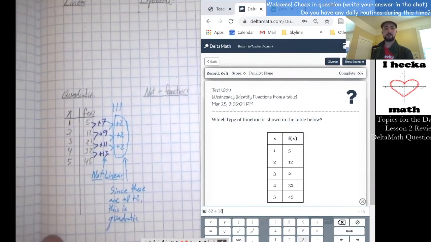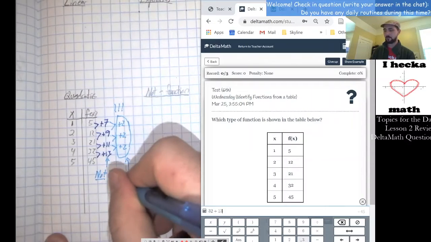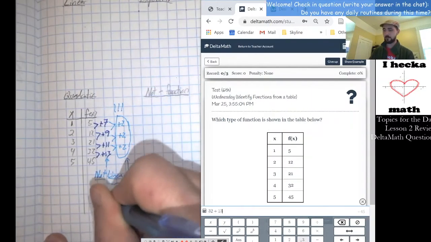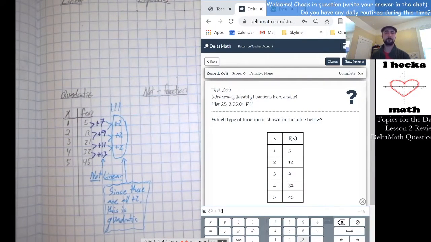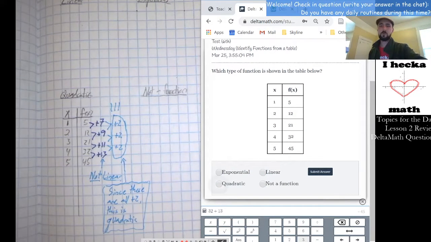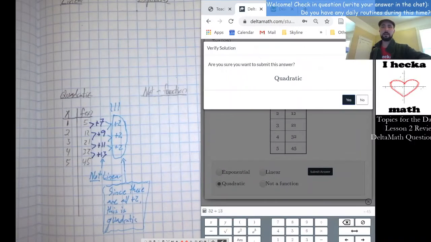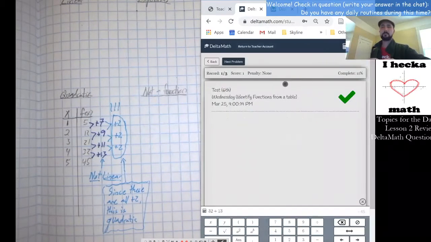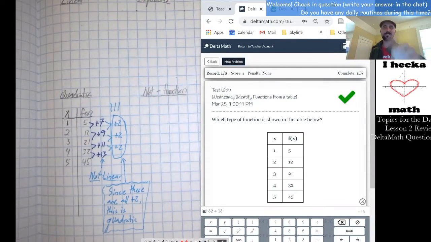And just to be specific, it doesn't have to be plus 2. As long as it's plus a number, we're good. So, quadratic. Submit answer. Yes. Green check mark. Feels good. All right, next problem.